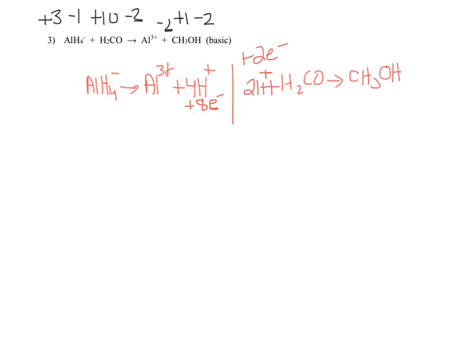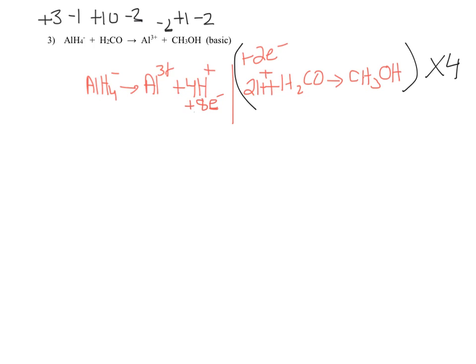Step 6 says, if necessary, multiply one or both half reactions by an integer to equalize the number of electrons. So here we have 8 electrons. On this side we have 2 electrons, so we want to make them equal, so that means we want to multiply this one by 4. So I'll take this whole thing and multiply by 4.